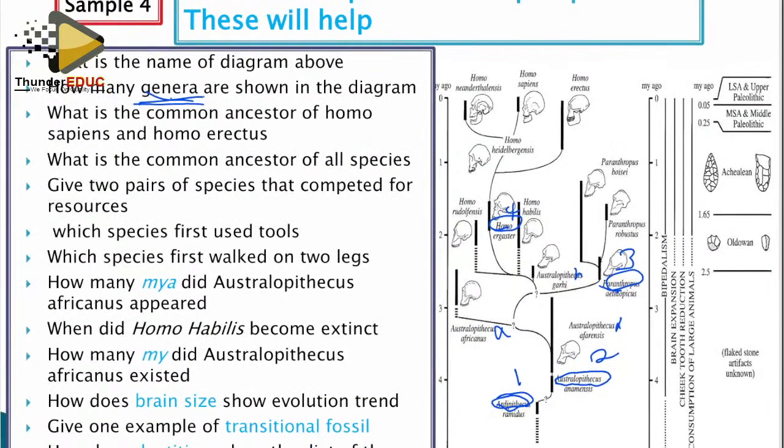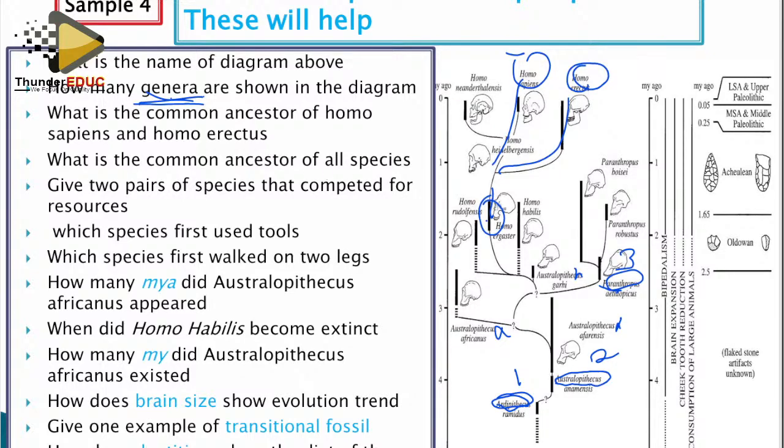Yes. So how many genera? I think I've answered that. What is the common ancestor of Homo sapiens and Homo erectus? You come here, Homo erectus is here, Homo sapiens is here. When you join them, they join here, meaning that the common ancestor is Homo ergaster, based on this diagram.